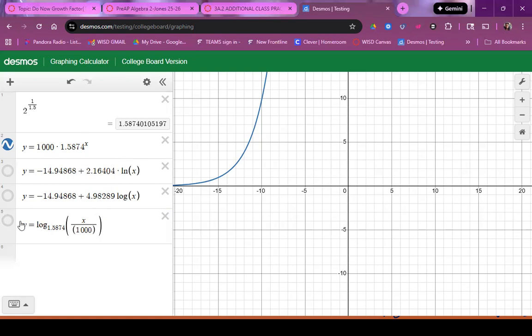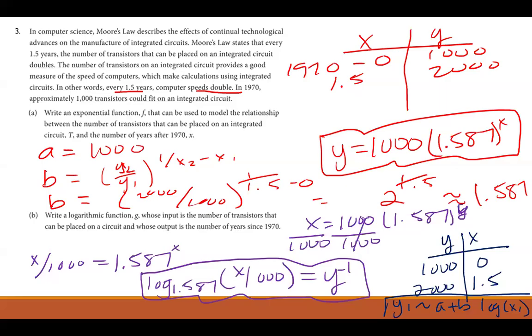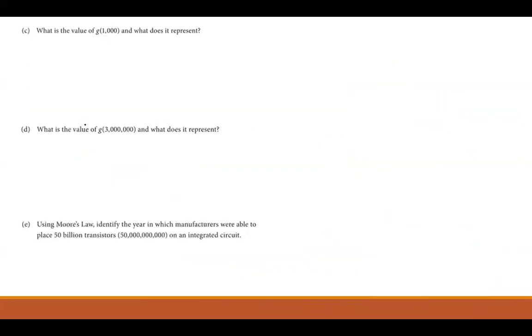Okay? All right. Again, that's what we got. This is what the regression model gave us. And then this is what we ended up with, our rule. Again, all are still inverses of the original one. Capiche? Okay. So with that being said, the next part asks, using the inverse model, what does G of 1,000 mean?